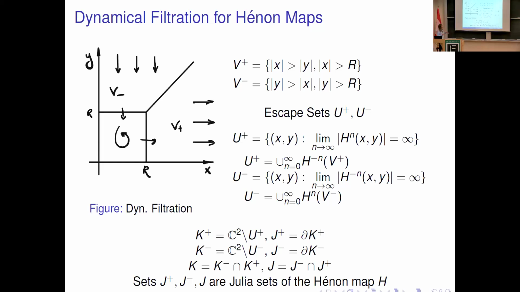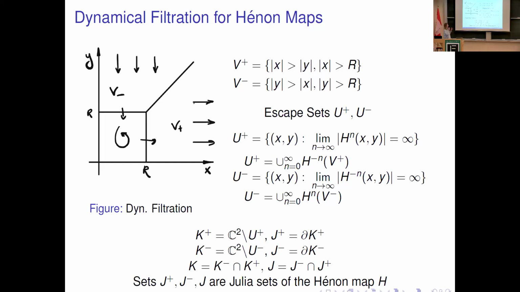We introduce the escape sets, so you should think of the complement of the filled-in Julia set for a polynomial. Again, in this case there are two of them, forward and backward. Since we chose our dynamical filtration, U plus is the union of inverse images of V plus, and U minus is the union of forward images of V minus.